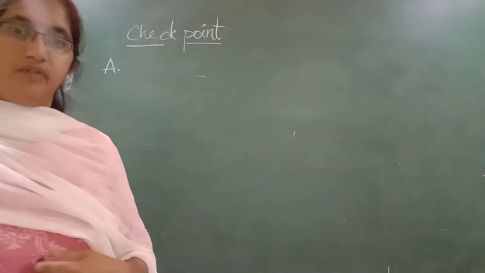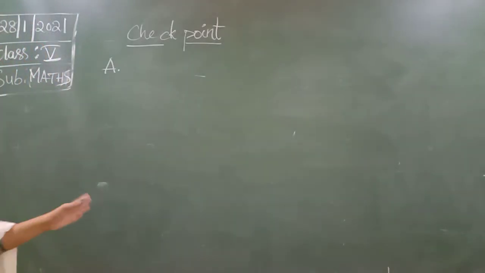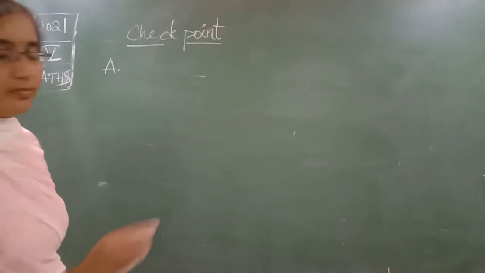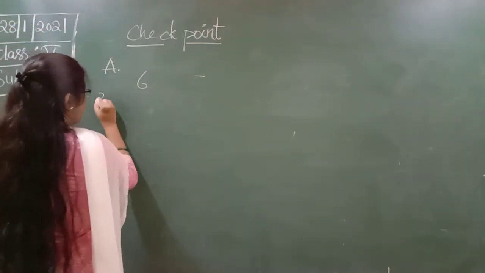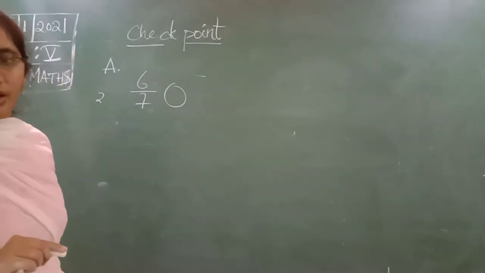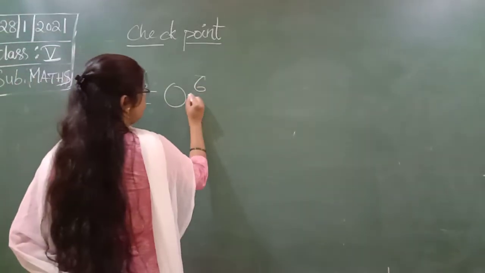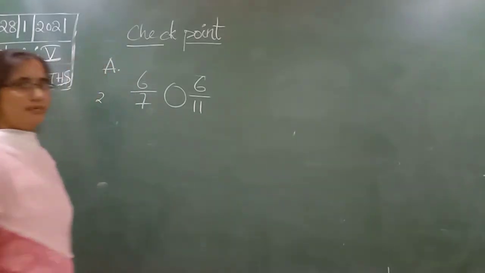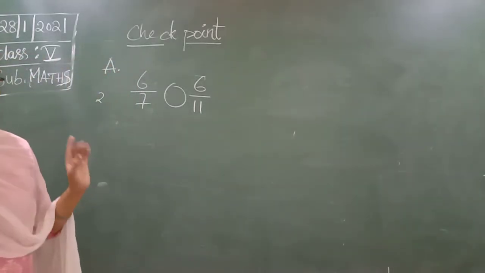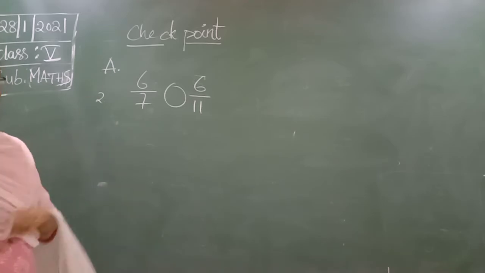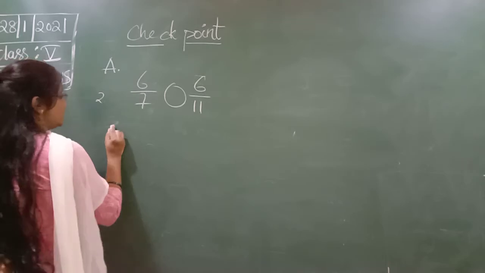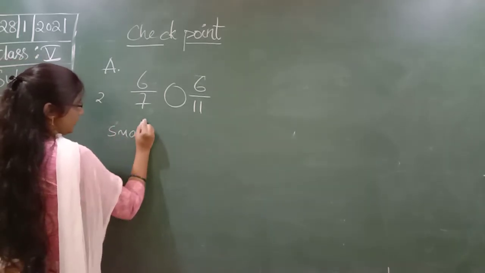Compare the numerator values and put the sign according to the value. Next, second one: 6 by 7 and 6 by 11. Here the numerators are the same, and the denominators are different.